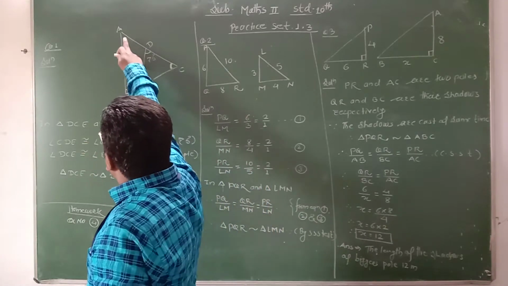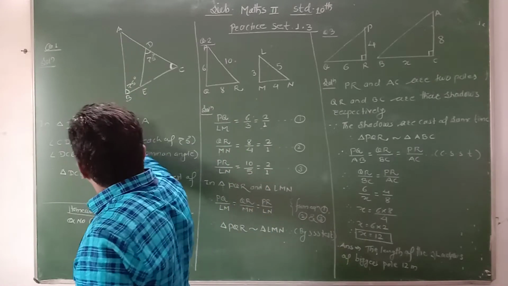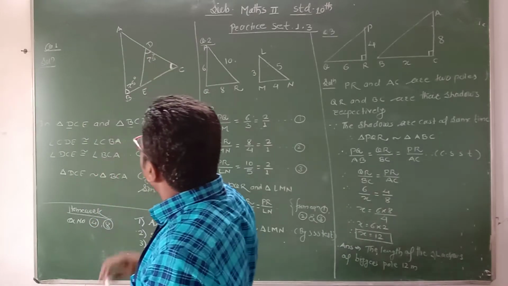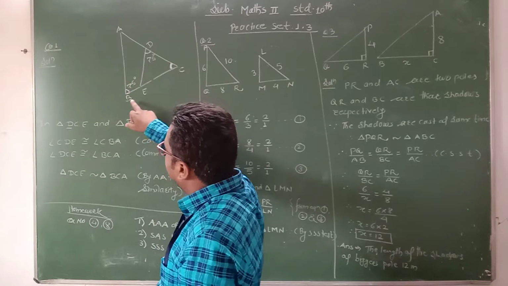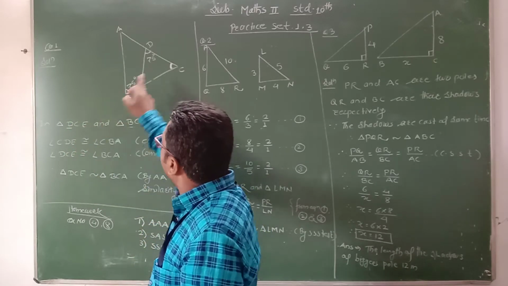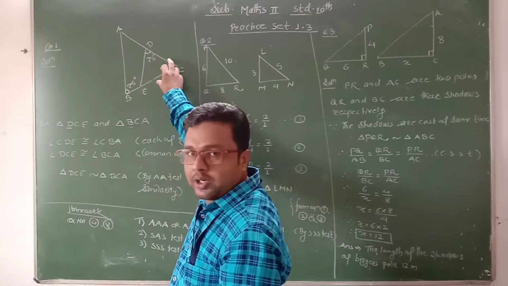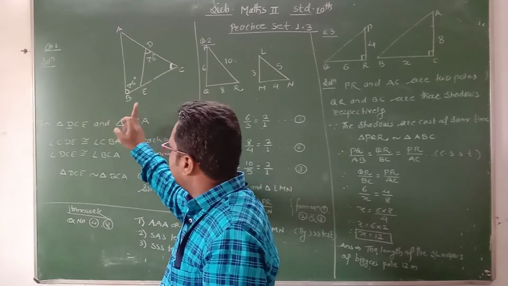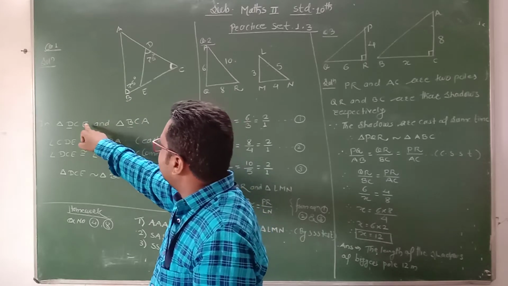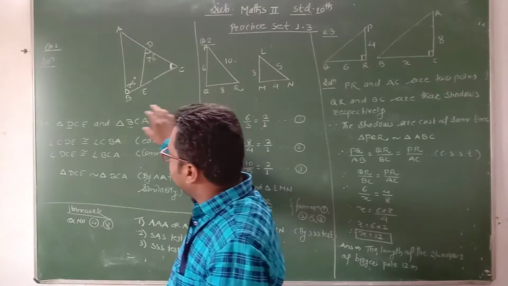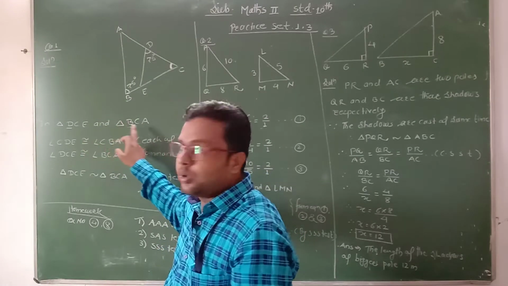Now for triangle ABC, D corresponds with which angle? D is given 75. Now which angle is 75 in triangle ABC? That is B. Therefore D corresponds with B. C is the common angle in both the triangles, the small triangle and the big triangle. Therefore C corresponds with C, and the next vertex corresponds with the remaining, that is A. Therefore this is the right correspondence of these two triangles.